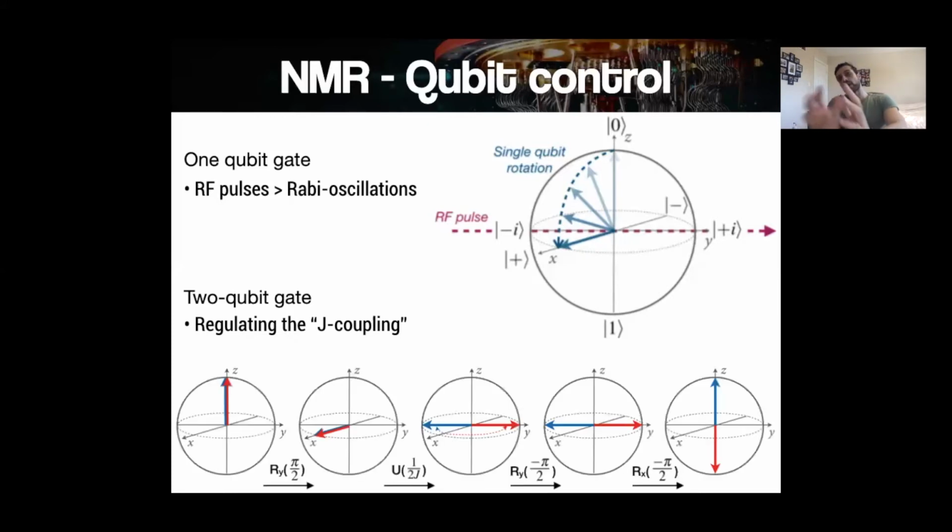So there's different ways you can regulate this effect to create 2-qubit gates. And essentially, they all work in the same way. You apply some pulses, you wait, you let the system interact, and you apply some other pulses. So you're essentially mediating this natural interaction to get the effect that you want.